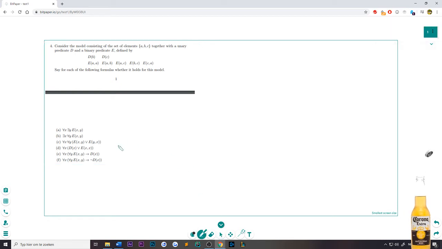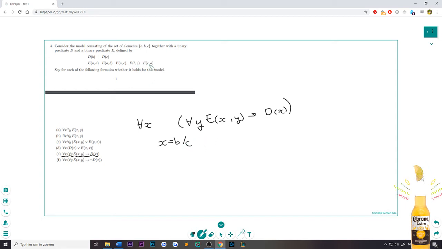Right. So the second to last one is saying that for all x, we have that for all y, if there is an xy, then there's also a d of x. Okay? Well, we know that for x is b or x is c, there is a bc and there's a ca, right? So this implies that for x is b and x is c, there must also be a d of x, which there is.